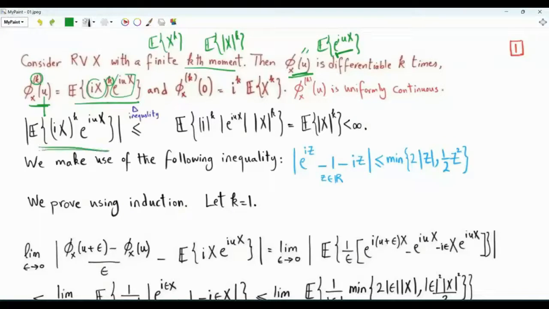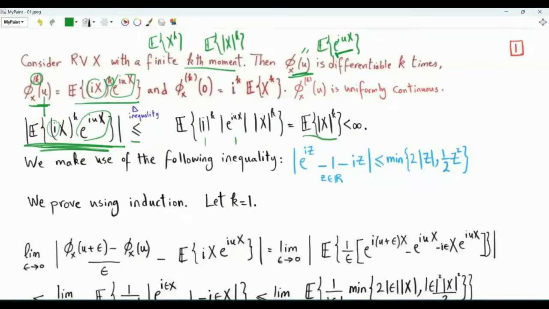Let's start by showing that this expectation is finite. If the random variable x has a finite kth moment, apply the triangle inequality, the magnitude of the expectation is less than or equal to the expectation of the magnitude. The magnitude of I is 1. This exponential is in the form e to the power I times the real number, so the magnitude is also equal to 1. And we are left with the magnitude of x to the power k. So the magnitude of this expectation is less than or equal to the kth absolute moment of random variable x, which is assumed to be a finite number. So this is finite. We will make use of the following inequality.